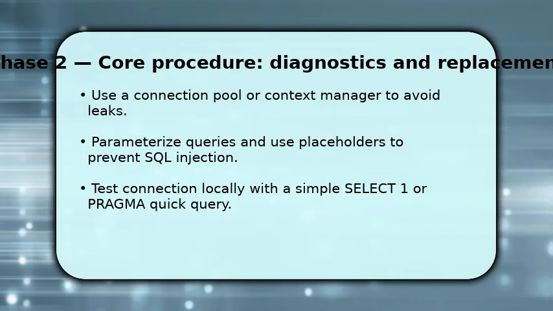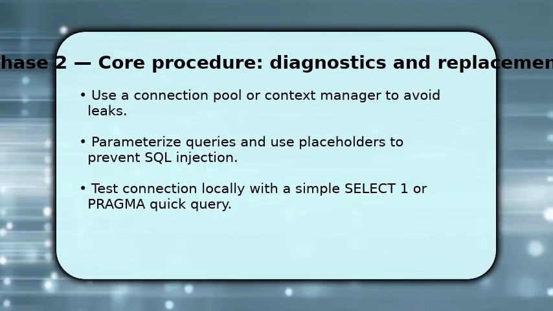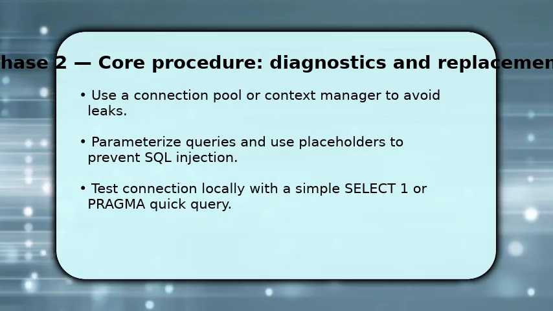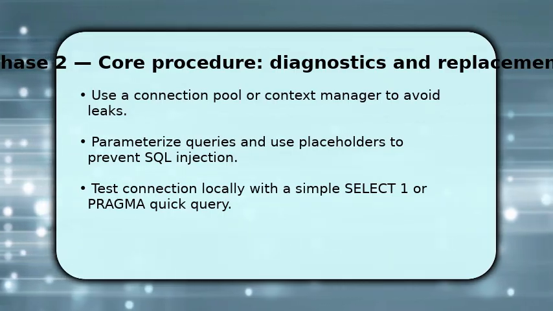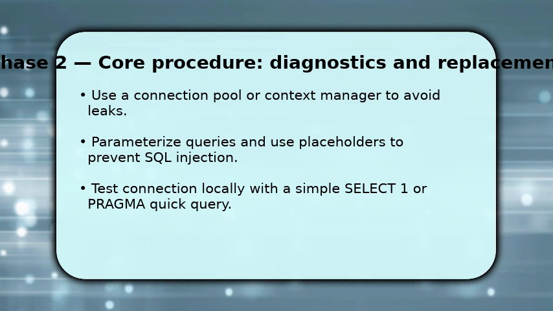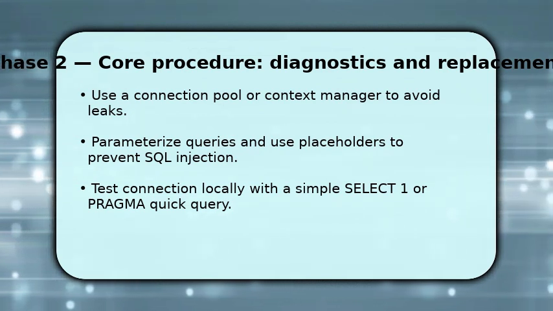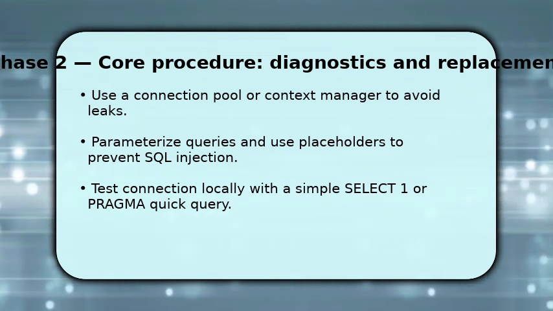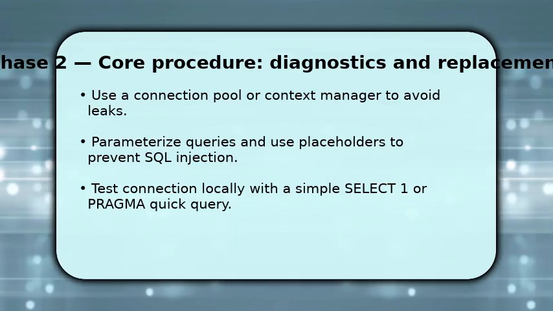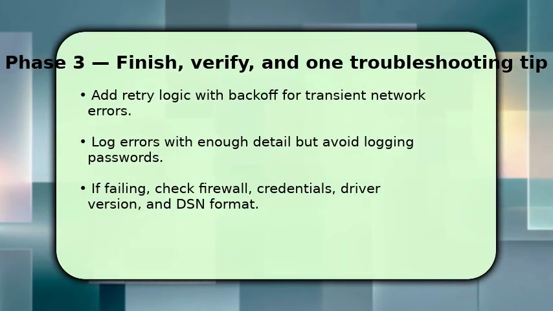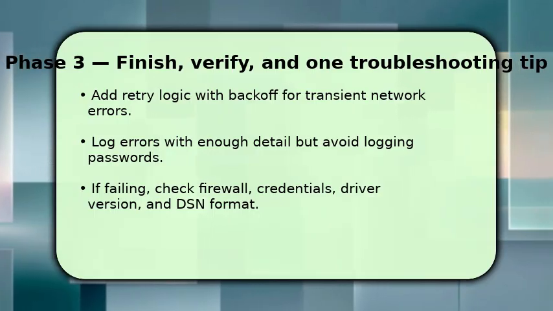Once you have that, parameterize every query with placeholders. Never concatenate user input because safety matters. Then, run a lightweight test, such as SELECT 1 or PRAGMA user_version, to validate connectivity and credentials before building more logic. You finish by integrating connection management into your app and adding resilience.